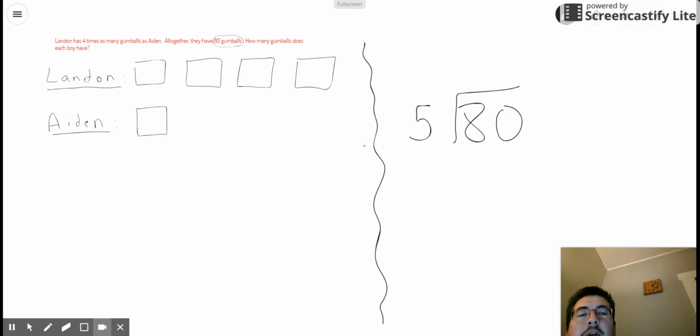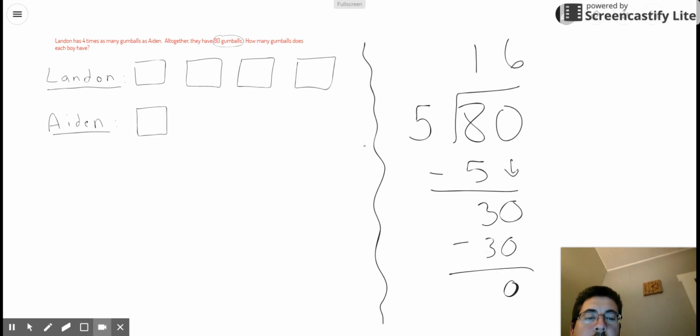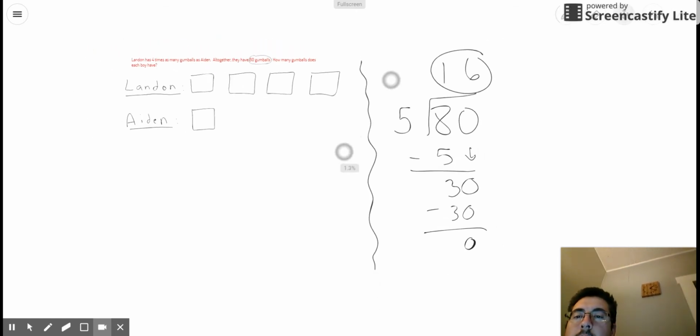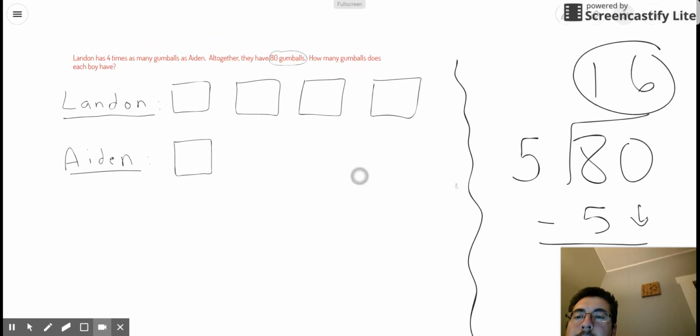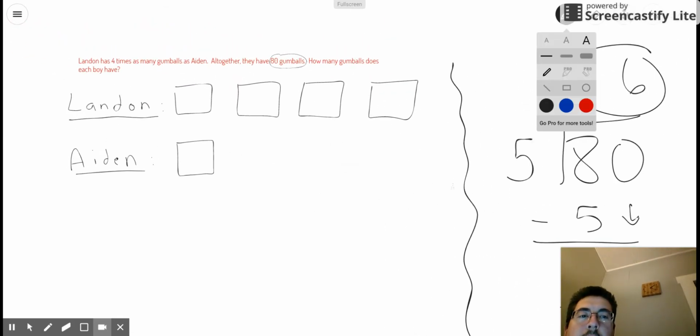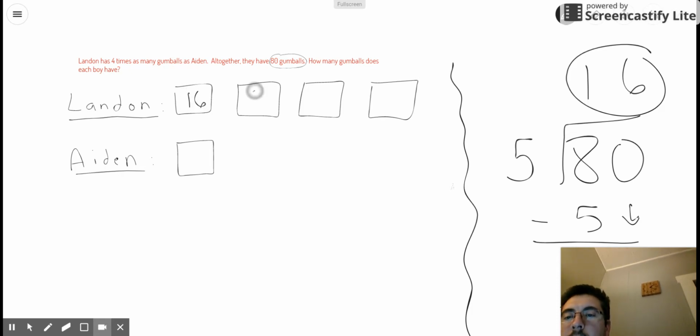But I know 5 goes into 8 once. The difference of 8 and 5 is 3. I bring my 0 down. 5 goes into 30 6 times. The difference of 30 and 30 is 0, so no remainder, and my quotient is 16. So, quotient 16. What do we do with the quotient? Well, we're going to write that quotient inside each of our boxes here.